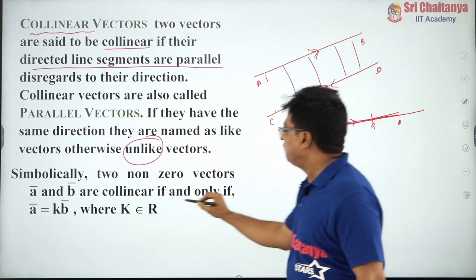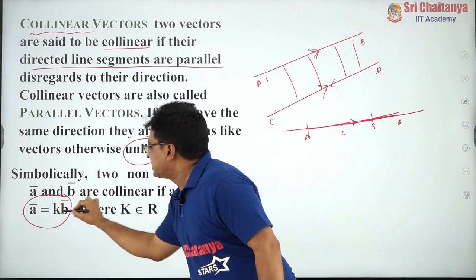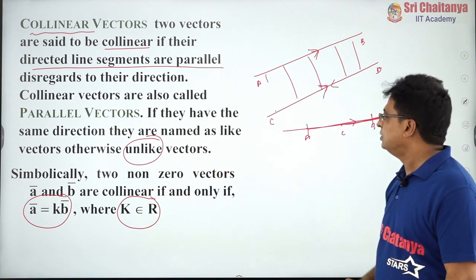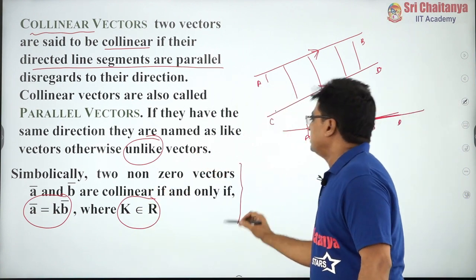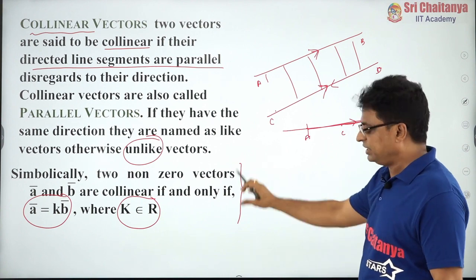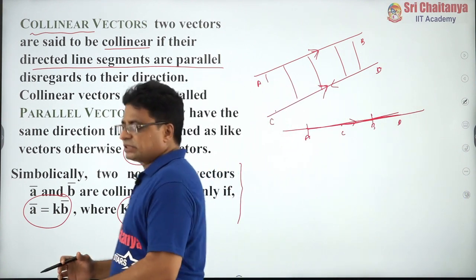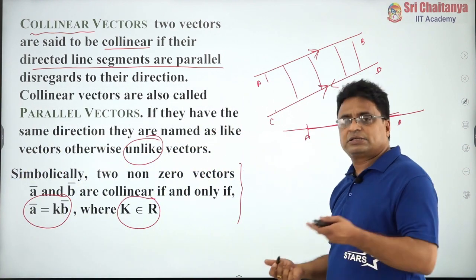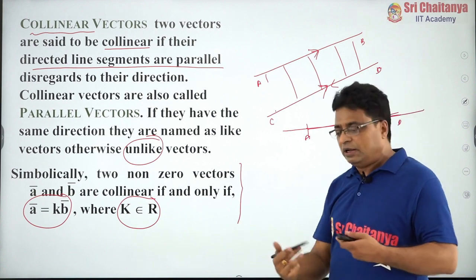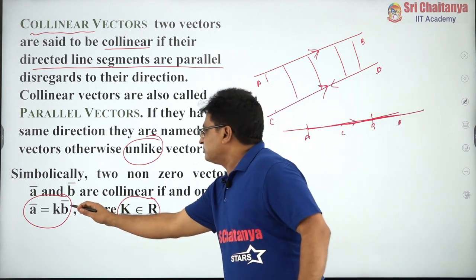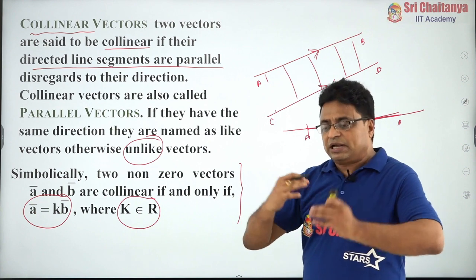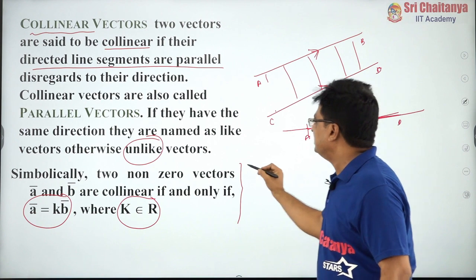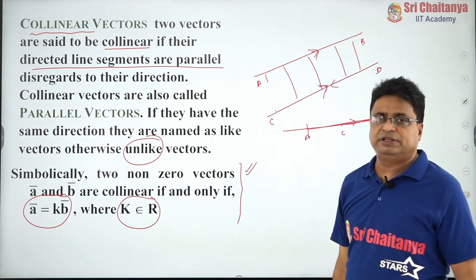Now, my friends, symbolically, two non-zero vectors A bar and B bar are collinear if and only if one is a scalar multiple of the other, where k is any real number. This is very, very important. Whenever two vectors are said to be collinear, this condition is applicable and useful for solving problems. So if anybody is asking to find whether the given vectors are collinear or not, or parallel or not, then immediately we can say that if one vector is a scalar multiple of another vector, then automatically the vectors are collinear. This is a very, very important condition for solving problems.